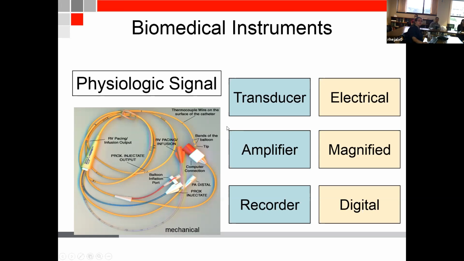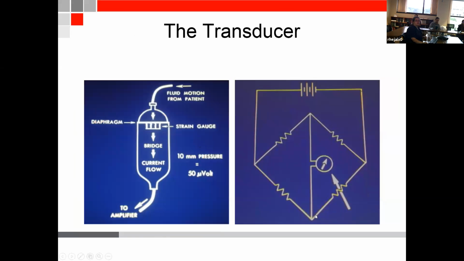So what happens is this is what goes into the patient. These will go attached to a transducer, which is an electrical device, and from there it goes to a little amplifier, gets magnified, and goes to a recorder and gives you a digital image.